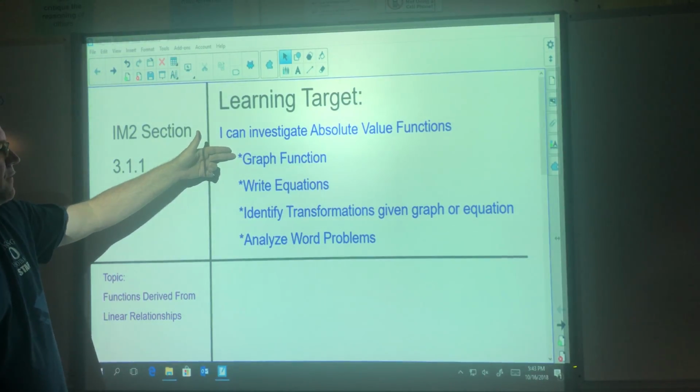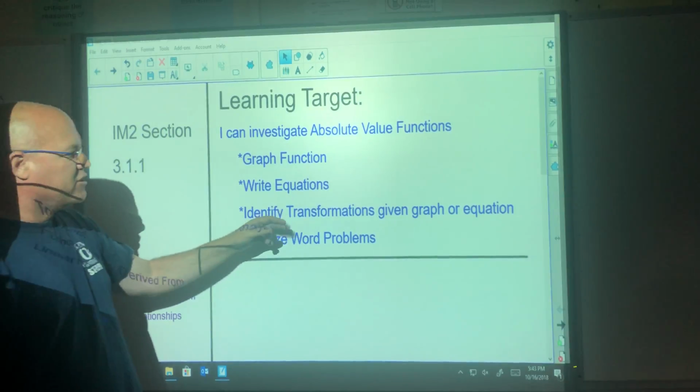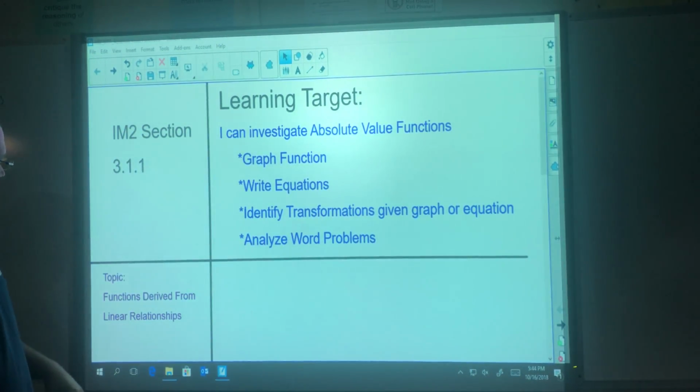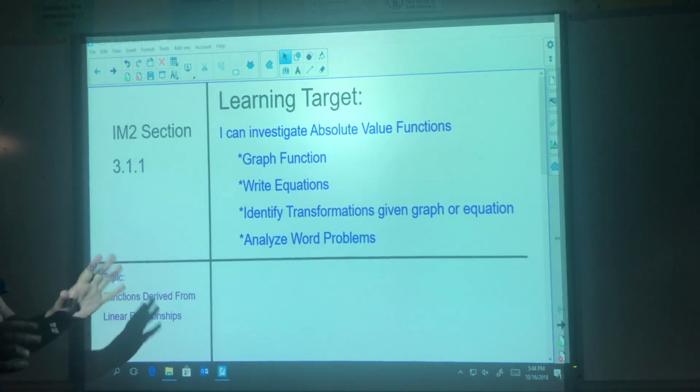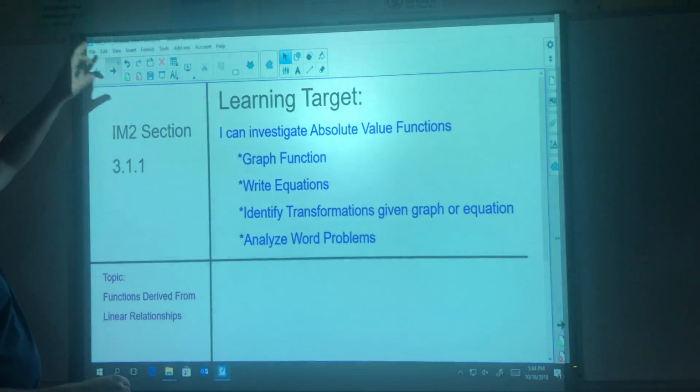That includes graphing the function, writing equations for the function, identifying transformations given a graph or an equation, and analyzing word problems. The topic is functions derived from linear relationships for Topic 1. So get this down in the notes, pause the video, and we'll go to the first example.